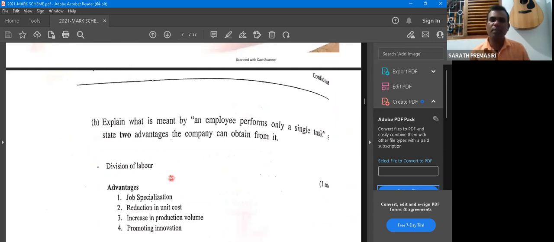Division of labor. Can you remember? Division of labor. Now, under this technical approach, especially in modern business organizations, all the employees are not involved in all the tasks. Only a single person is involved in a single task. Now, in the garment factory, for example, in the cutting division, there are a number of employees. They are involved only in cutting clothes.